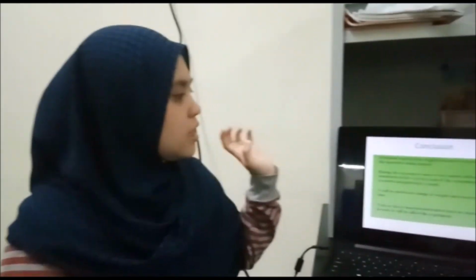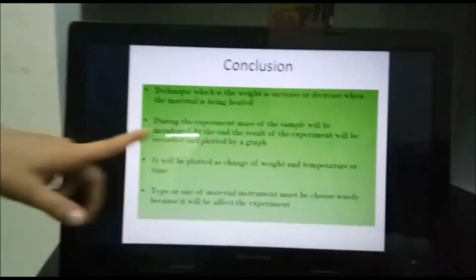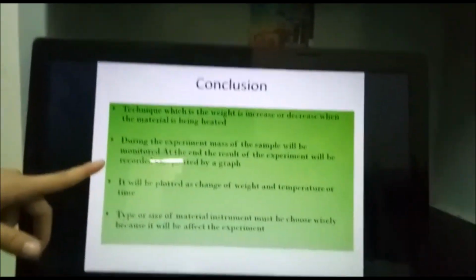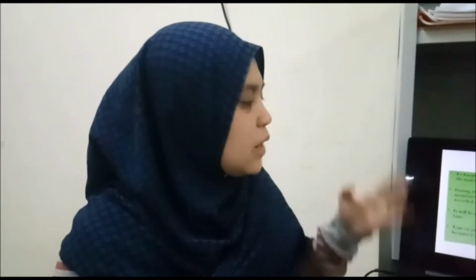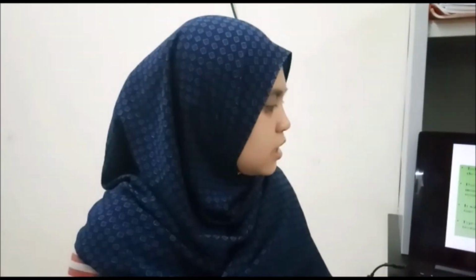Conclusion of the TGA. Firstly, TGA is a technique in which the weight is increased or decreased when the material is being heated. During the experiment, the mass of the sample is monitored, and then the result of the experiment is recorded and plotted on a graph. It will be plotted as change of weight against temperature or time. The type and size of material must be chosen wisely because it will affect the experiment.